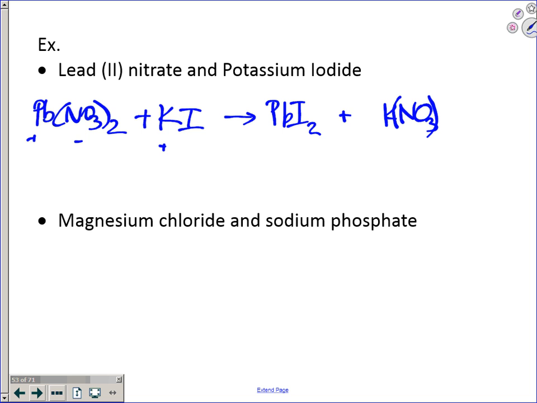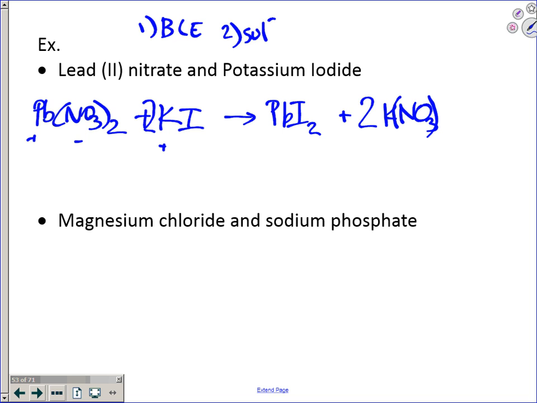What do I need? 2 in front of potassium iodide and 2 in front of the potassium nitrate. Beautiful. We're good, right? Okay. So I've got my balanced chemical equation. Step 1, BCE. If you're a step person, I'm writing them right here.